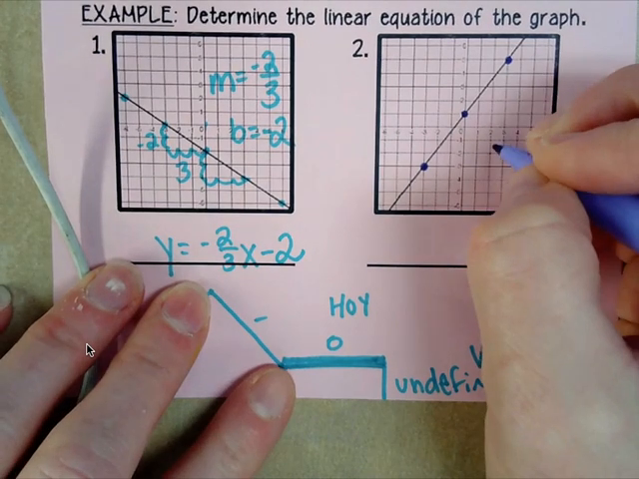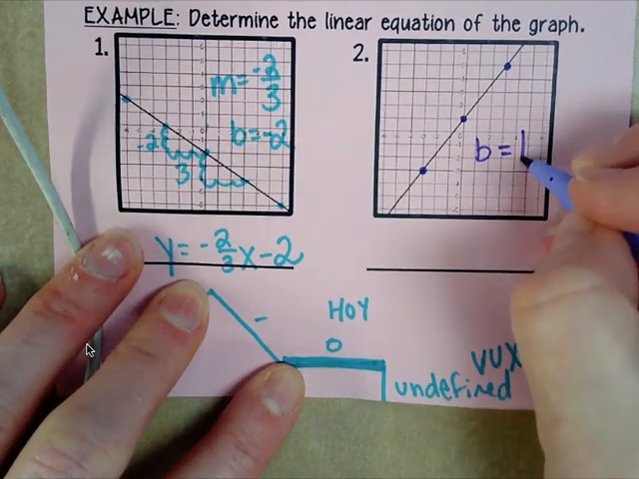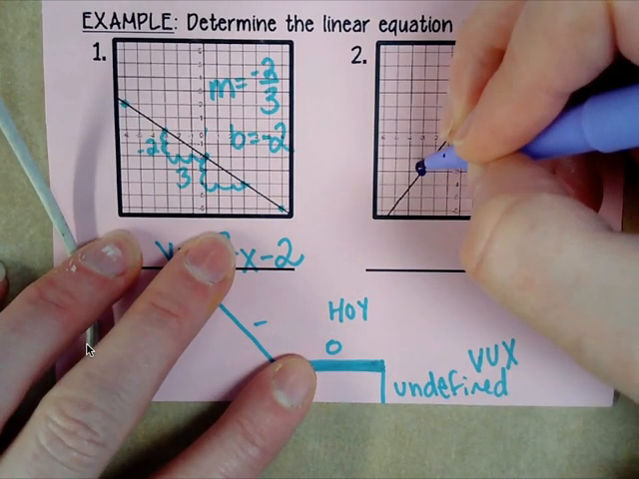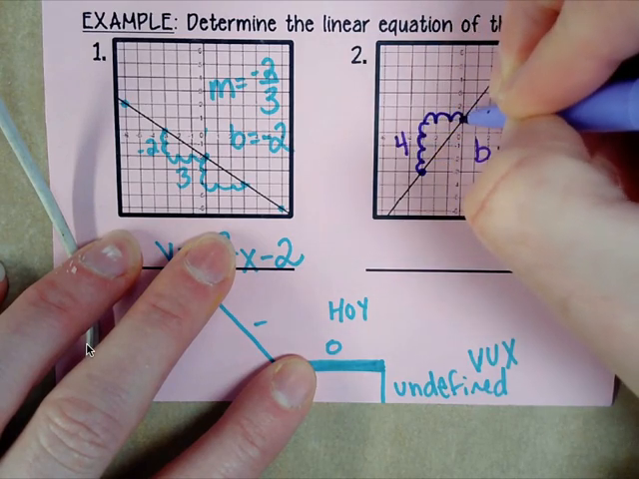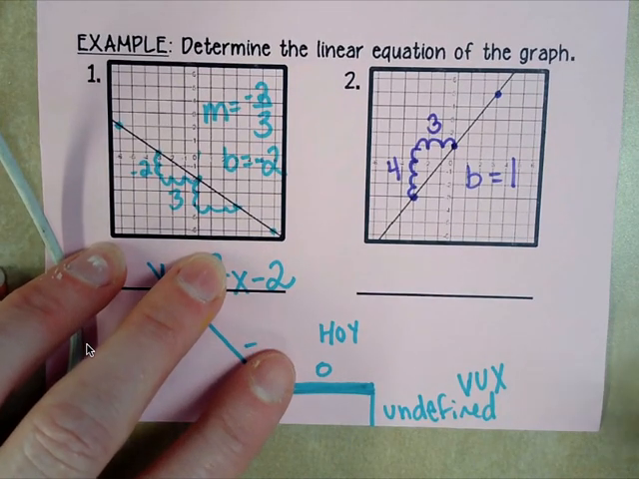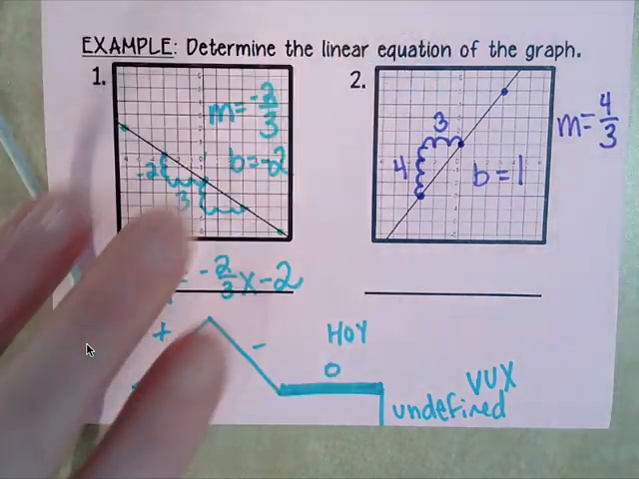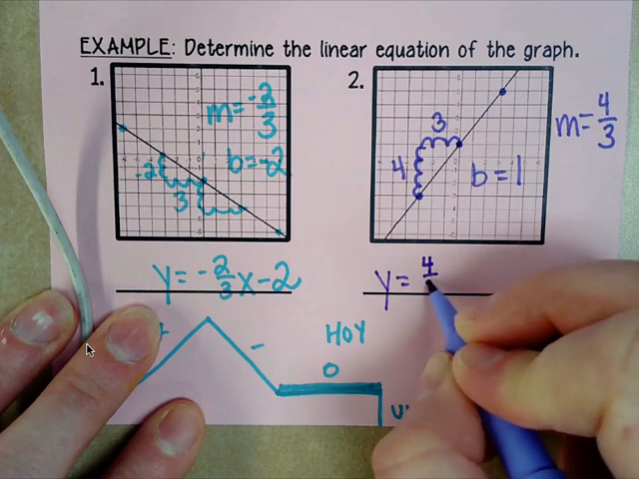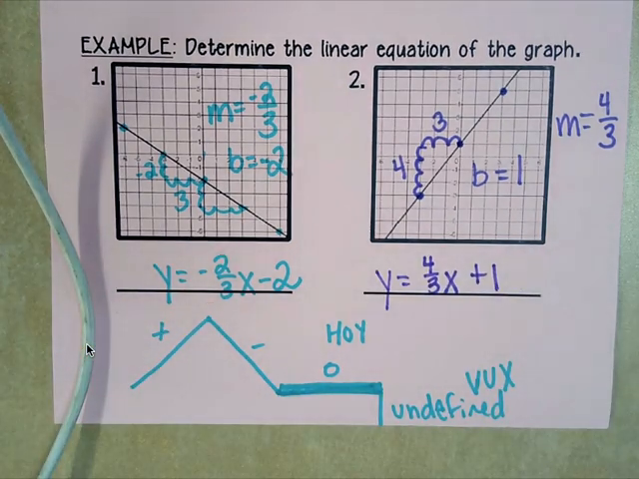So what's our y-intercept? 1. And then our slope, 1, 2, 3, 4. 1, 2, 3. Is this a positive or a negative slope? Positive. So m equals 4/3. So y equals 4/3x plus 1. I hope you're checking these with your calculator.